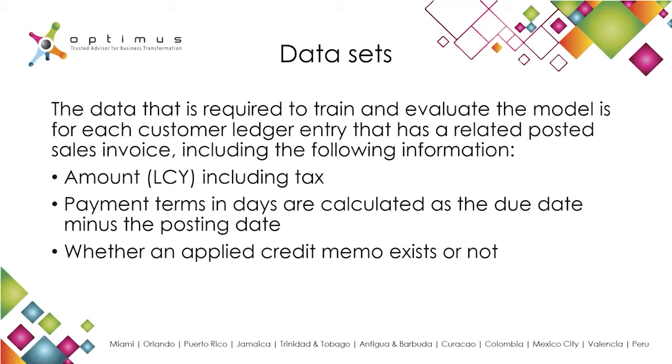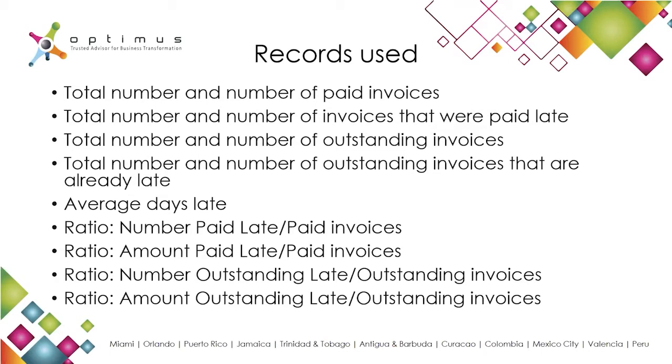Then we have other information that will be analyzed, the total number of paid invoices. The idea is that we're going to have some ratios calculated by this model. These are the number of paid late and paid invoices, the amount of paid late and paid invoices, and the number of outstanding late and outstanding normal invoices. So for every customer, we have all our entries. We have all the invoices, all the payments, as history, right?